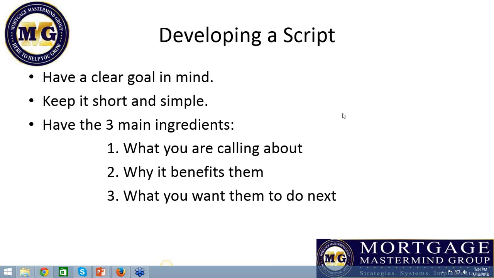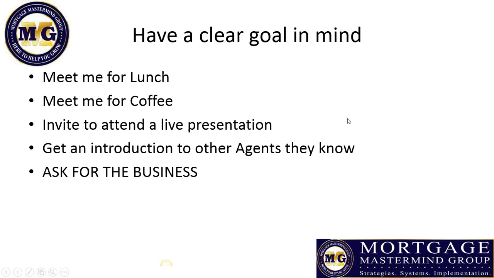And you want to have the three main ingredients. I told you at the beginning, guys, there are three things that every script has to have in it, or the three main ingredients for you to think about: what are you calling about, why it benefits them, and what you want them to do next. Those are the main three things that all of your scripts should follow the pattern for. Again, the first thing you do is have a clear-cut goal in mind.